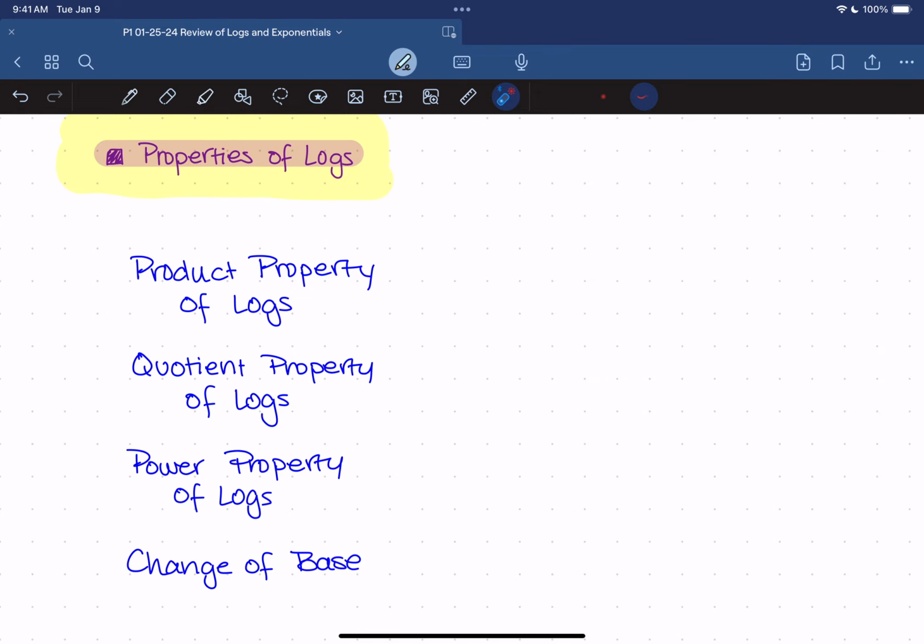Okay, so properties of logs. There's 4 properties to know. The fourth one, some people don't call it a property. I call it a property. We'll put it in this chunk.